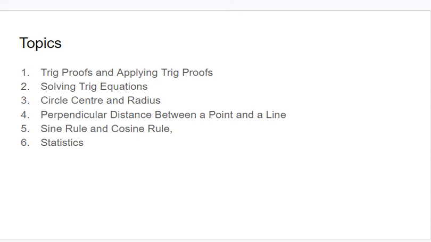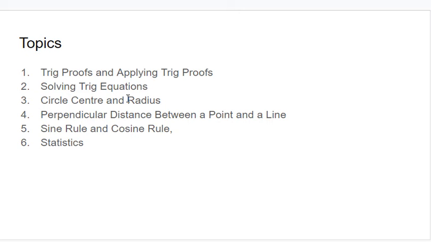So these are the topics that I'm going to go through, and you should be able to see straight away that these are fairly important topics. If you've looked through exam papers before, you'll know that all this stuff appears on paper 2, but I'm going to go through each of these 6 because I find these to be the most important. So trig proofs and applying trig proofs, the first 2 are trigonometry, and then circle. There's always going to be a question on the circle.